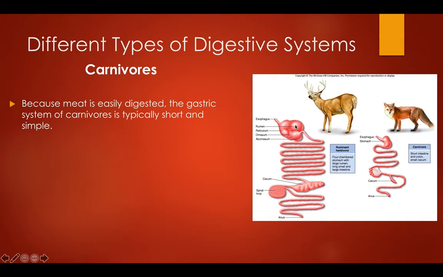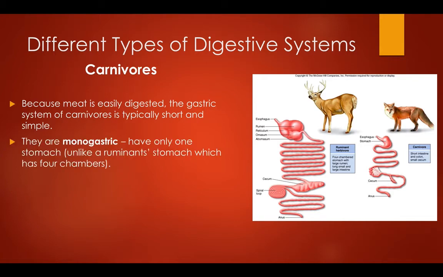Our herbivore has a very large, complicated stomach with multiple parts, a very large small intestine, very large cecum, a spiral loop to increase the size of the intestine, and also a very long, large intestine. Contrasted with our carnivore, very short intestine, very small cecum, and a short large intestine as well.